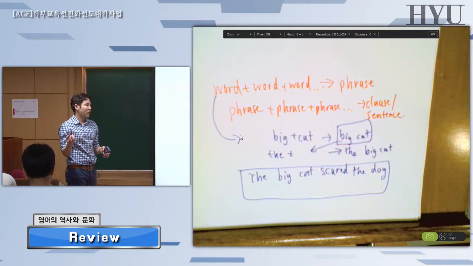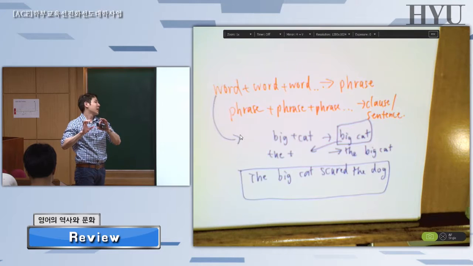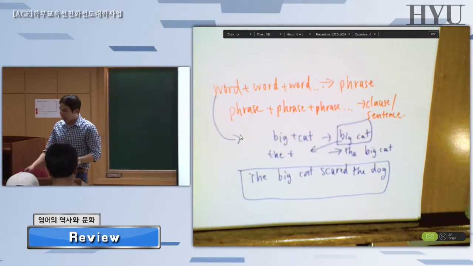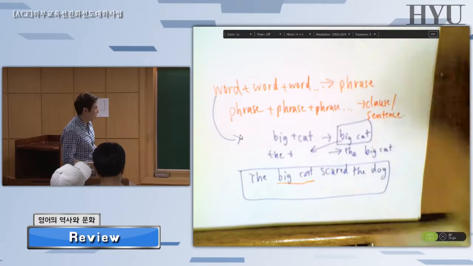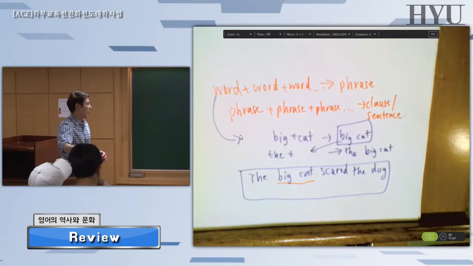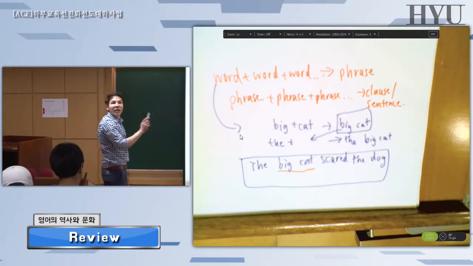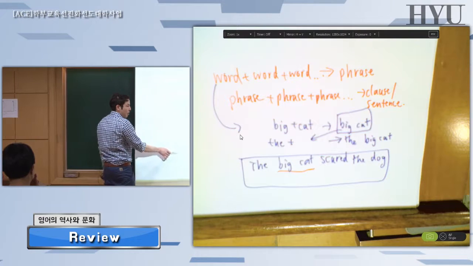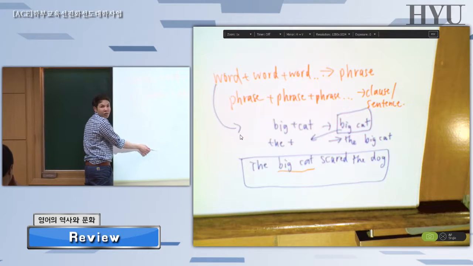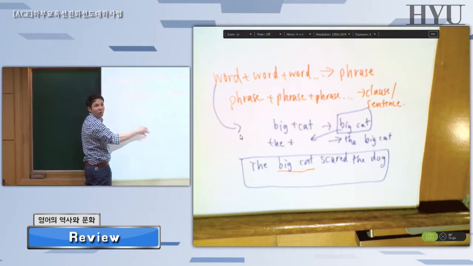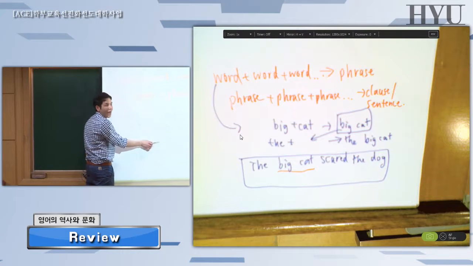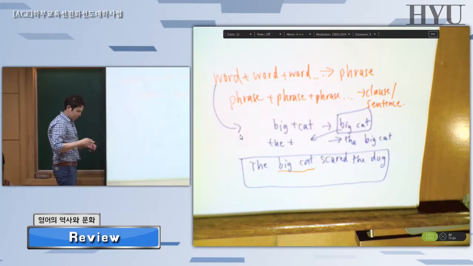Last time we talked about some tests that would help us identify whether a chunk of words is a constituent or a phrase or not. In this case, if we underline only big cat in the big cat scared the dog, it's not a phrase yet, because based on this sentence, you need the word the. If we underline only big cat, it's just part of the whole noun phrase, the big cat, because we need the word the.